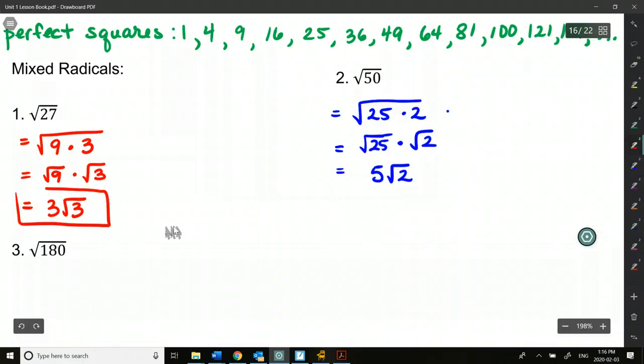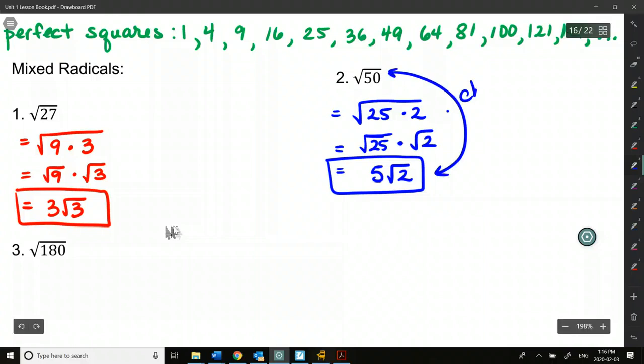Okay, again, if I check the decimal value of the square root of 50 and the decimal value of 5 times the square root of 2, those 2 things should be the same. So if you want to do a check, you can check that the decimals are the same.